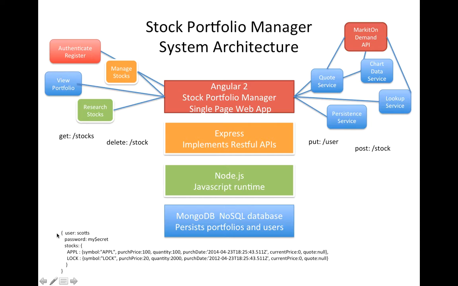Here's an example of a user portfolio document that's persisted in MongoDB. This is the document itself. It has several properties. The first property is the user. The next property is password. You can see here it's really not encrypted. That would be a future enhancement. The third property is called stocks, and that's actually the portfolio for a given user.